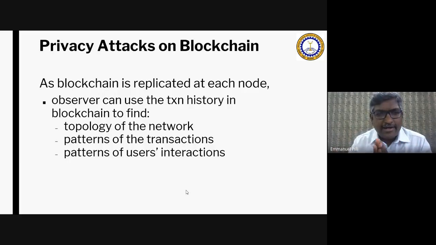As blockchain is replicated at each node, an observer can use the transaction history to find the topology of the network, the pattern of transactions, the pattern of users' interaction. Many times, two political leaders have talked. What they talked is not important. They have talked itself. Like, let us say Prime Minister Narendra Modi ji talks to Donald Trump, the US president, right? So what they have talked is not news. They have talked itself is news. So they would have talked this, they have talked that. So that is a kind of privacy issue, which is the matter.